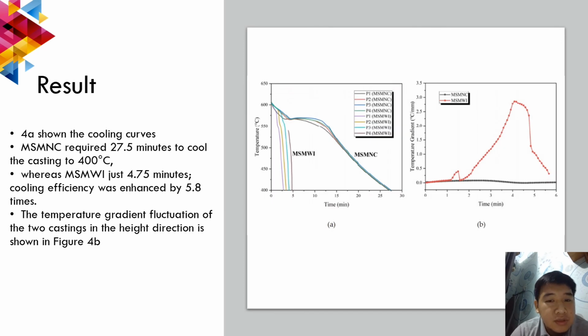So the result, as you can see in 4A, is the cooling curve. The natural cooling requires 27.5 minutes to cool the casting to 400 degrees Celsius, whereas using water takes just 4.75 minutes. Cooling efficiency was enhanced by 5.8 times. The temperature gradient fluctuation of the two castings in the height direction is shown in figure 4b. That's all from me, thank you.